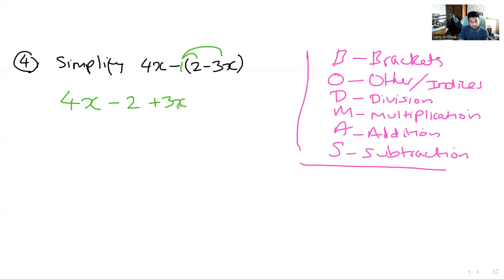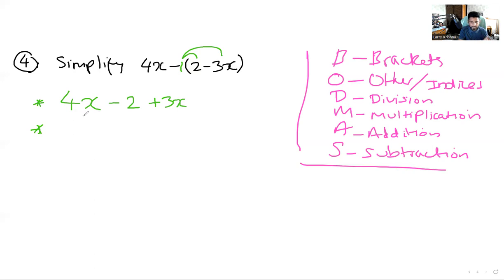Now, we can do the next stage. So this is the first step. This is your next step. Let's do some more BODMAS. No brackets anymore. There's no indices, so no powers. No division. There is no actual multiplication going on right now, so that's fine. Addition. We could do the addition: 4x and there's a plus 3x.